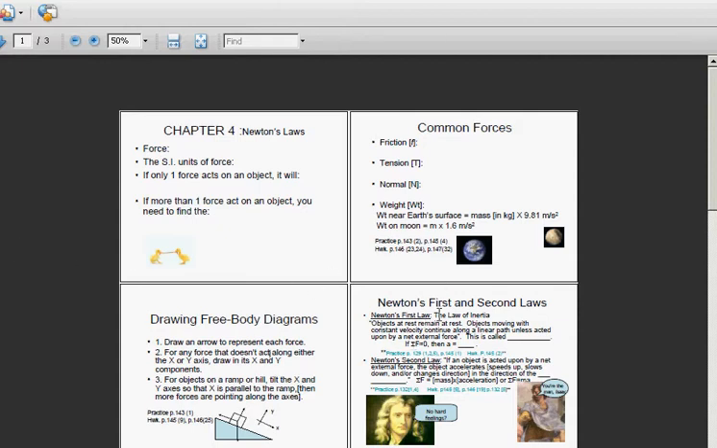Newton's first law basically says that if something's just chilling out, it's not going to randomly start speeding at 100 miles an hour at your face. As long as there's no force acting upon it, it's not going to suddenly start moving. It's not going to suddenly attack you. It's going to stay at rest unless you do something to it.